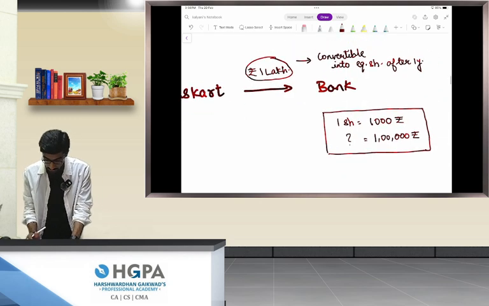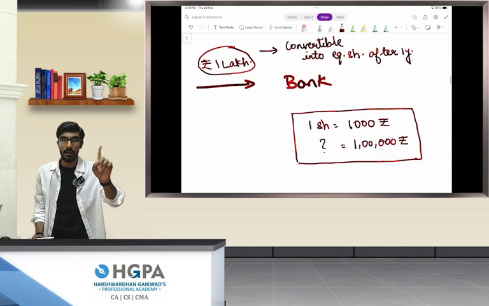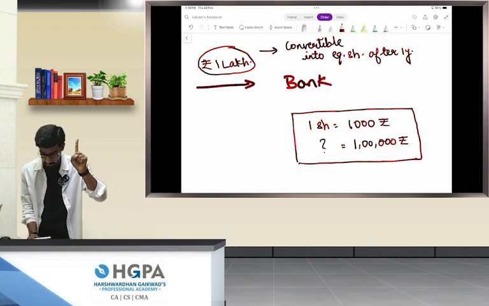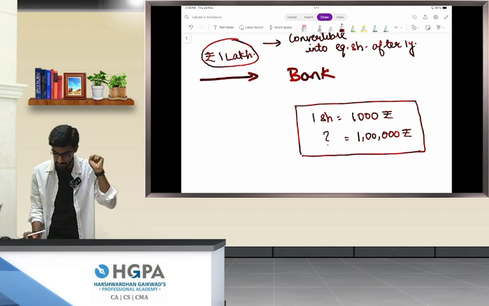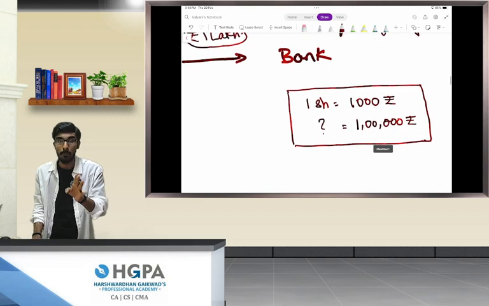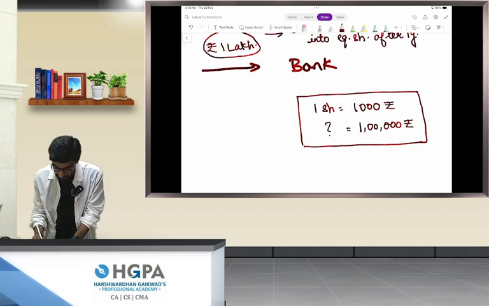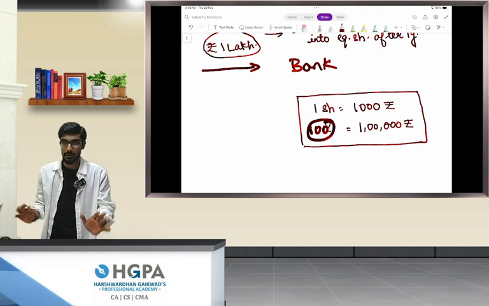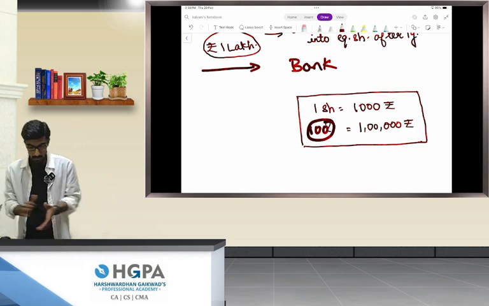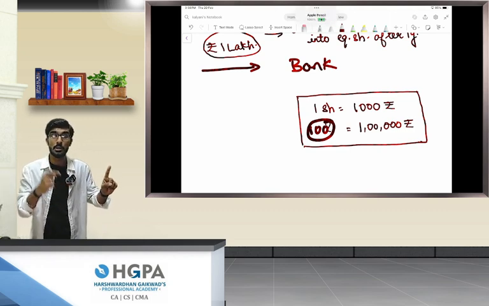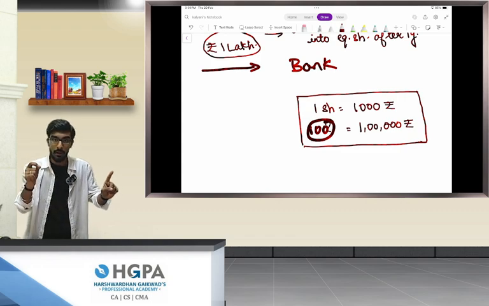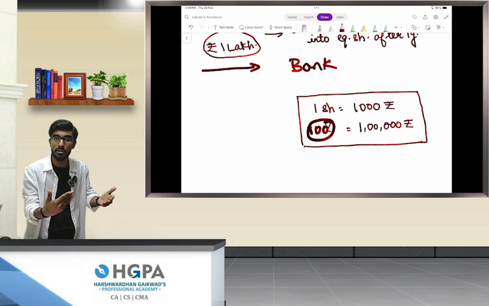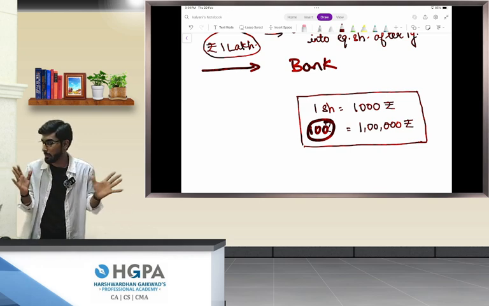If after 1 year one share costs 1000 rupees, for 1 lakh rupees, how many shares will be received by the bank? 100 shares will be issued to the bank.